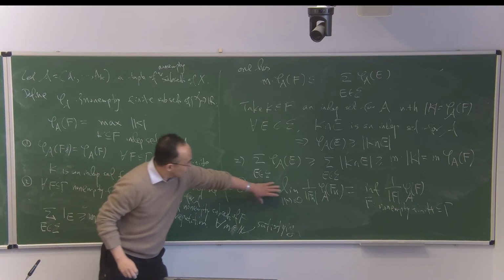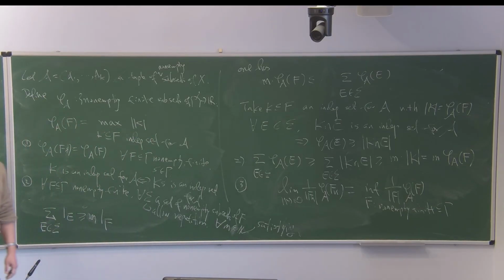I'll explain why this is equal in a moment, but let me just say that then we can define the independence density for A to be simply this number.